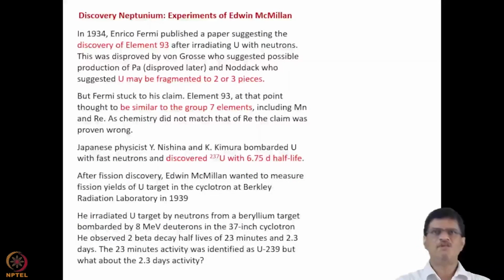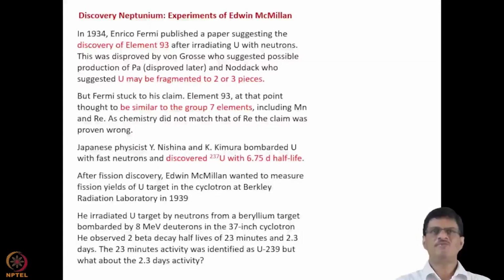Now the interesting thing is the discovery of neptunium. Edwin McMillan was the first to have discovered neptunium in the Berkeley Radiation Laboratory. In 1934, however, Enrico Fermi published a paper suggesting the discovery of element number 93 after irradiating uranium with neutrons.